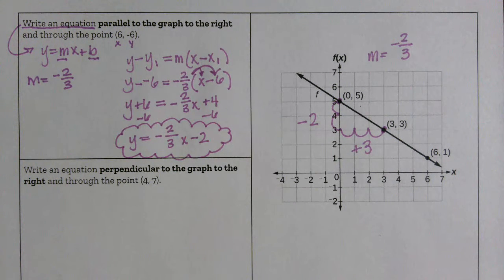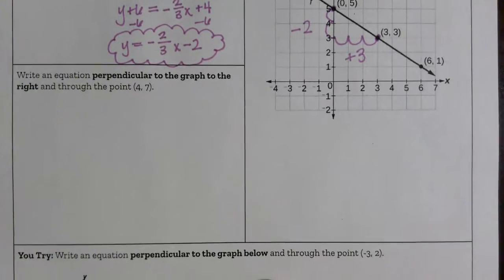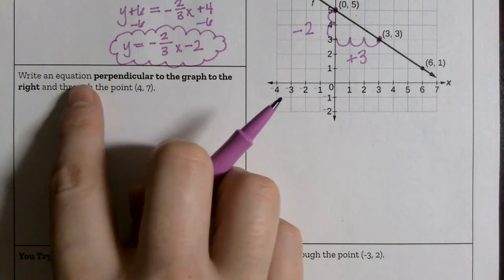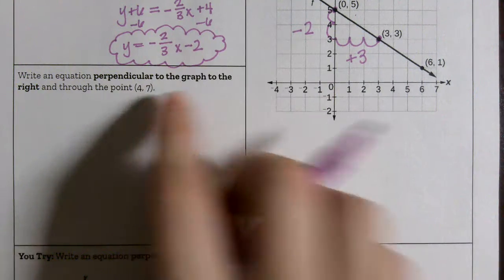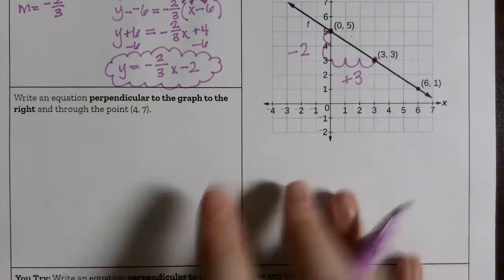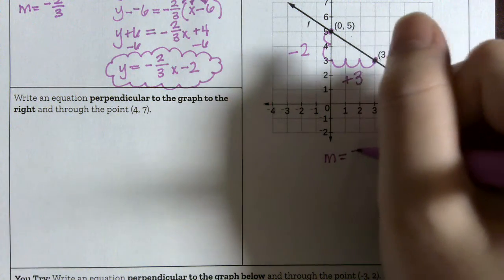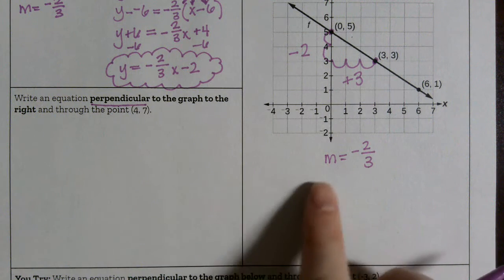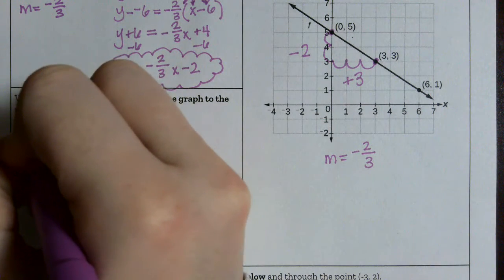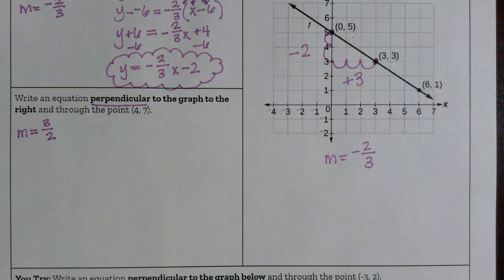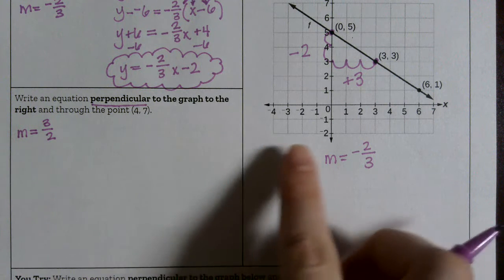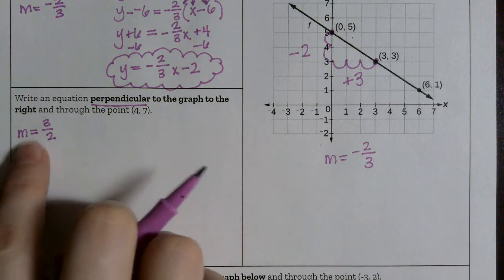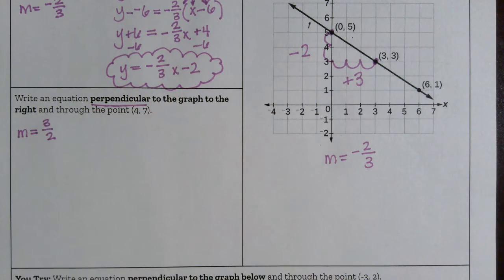You can go ahead and pause it if you need to catch up and write anything else down. I'm going to move to the second problem. So the second one is talking about the same graph, but this one says write an equation that's perpendicular to this graph, and it goes through this point instead. So this graph, I know my slope was negative 2/3. If my equation is perpendicular, that means I need the opposite reciprocal to this. So my slope for this equation is going to be 3/2. And then I want to ignore this slope. Once I start plugging things in, I want to use this one because it's the perpendicular slope.